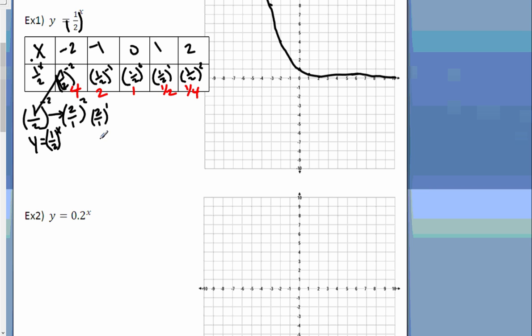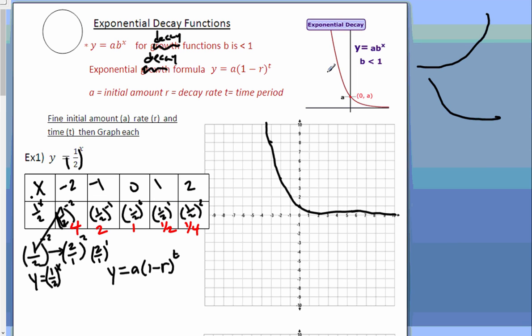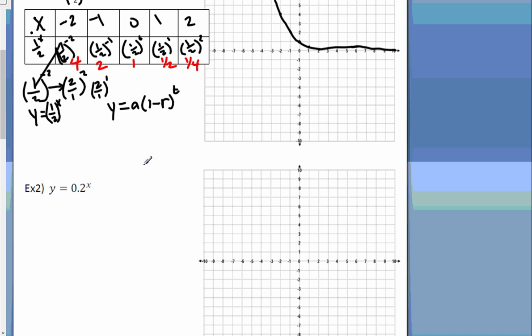Anyways, (1/2)^x needs to look like y equals a times (1 minus r) to the t. Now be careful here. Yesterday, it was a growth formula, so this was a plus sign. Today, it's a decay formula, so this is a minus sign. So be careful with that. So just like before, just fill in the blanks. This is y equals (1/2) to the x. What number does a have to be? Well, if you remember yesterday's lesson, it's a 1. So 1 times (1 minus something) to the x power, right?